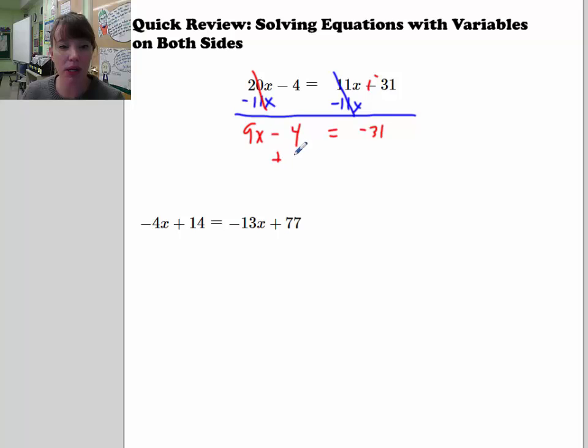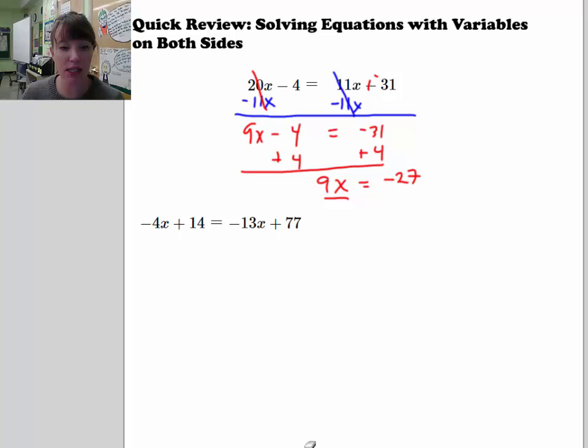Okay. So here, I want to get the constant of 4 on the other side. Since this is being subtracted, I'm going to use the inverse operation and add 4 to it. Right here. And I have 9x is equal to negative 27. Okay? And now I'm going to divide.